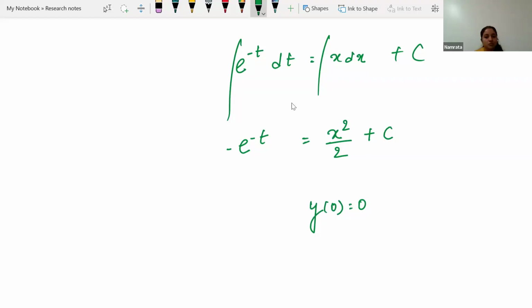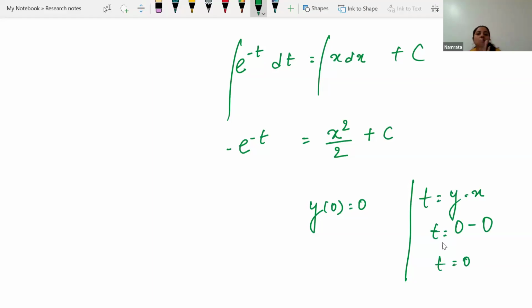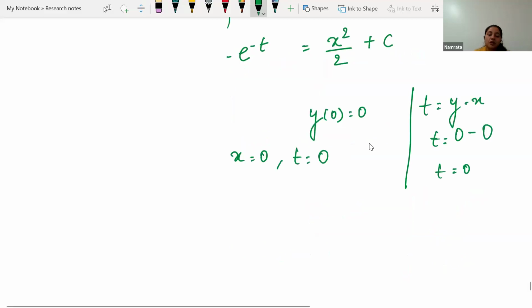No worries. We have taken the substitution as t, which is y minus x. So when x is 0, then y is 0. That means t is also 0. I am going to write it as: when x is equal to 0, then t is equal to 0. We will be substituting it over here.